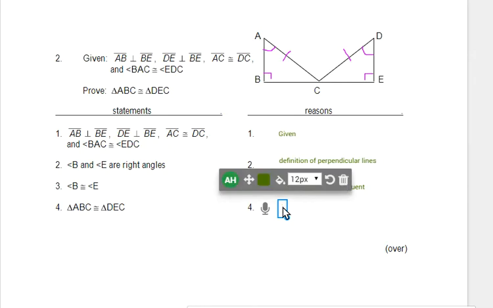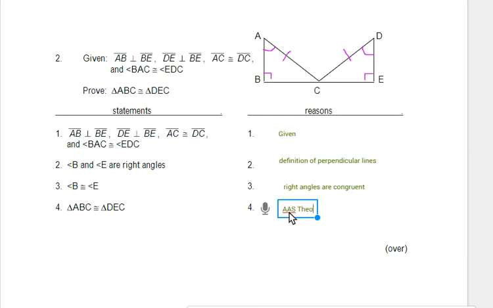And finally, we can prove the triangles are congruent. Both of these triangles have 2 angles and one side congruent, but that side is not in between the angles. So this would be the angle side theorem.